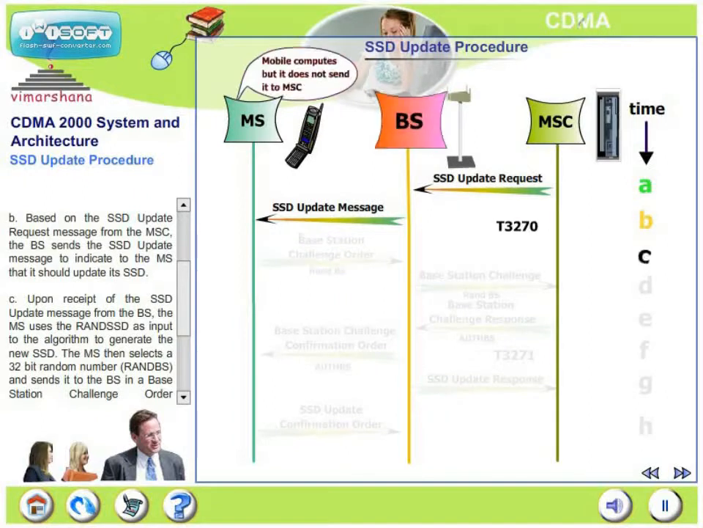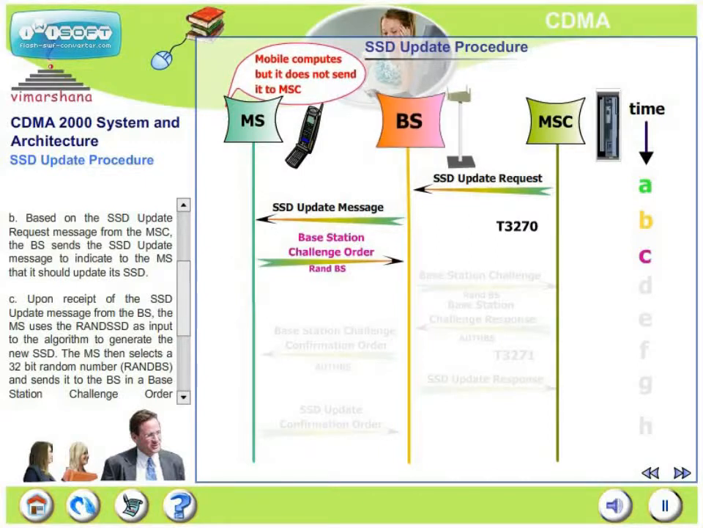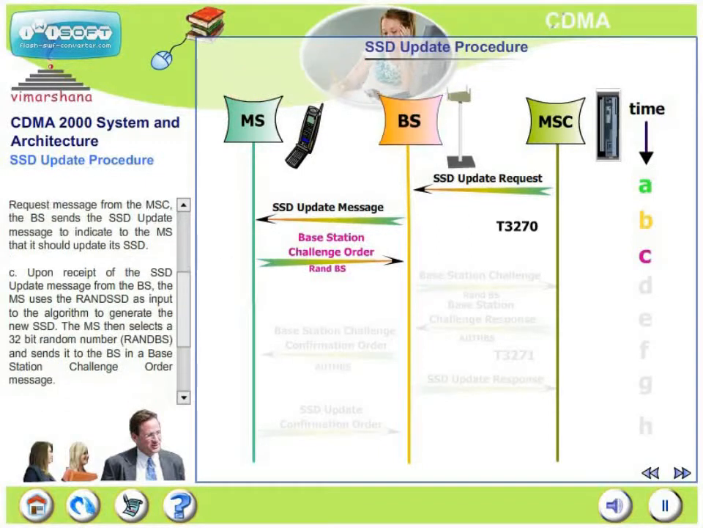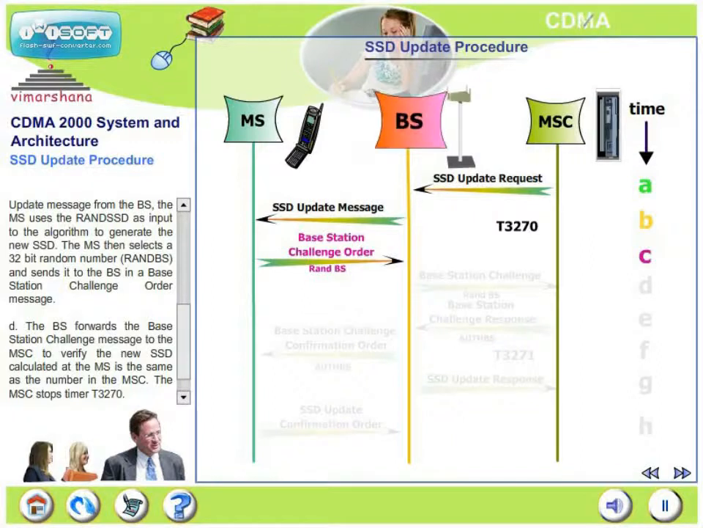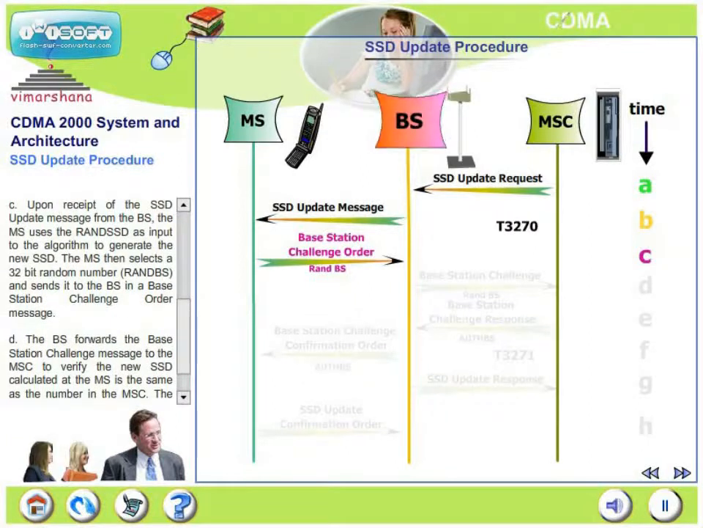Upon receipt of this SSD update request from the base station, mobile uses this RANDSSD that has been received just now as input to the algorithm and generates a new SSD. The mobile does not pass on this new SSD back to the MSC, but in turn sends something else to indirectly verify this whole thing. Let us look at what it is.